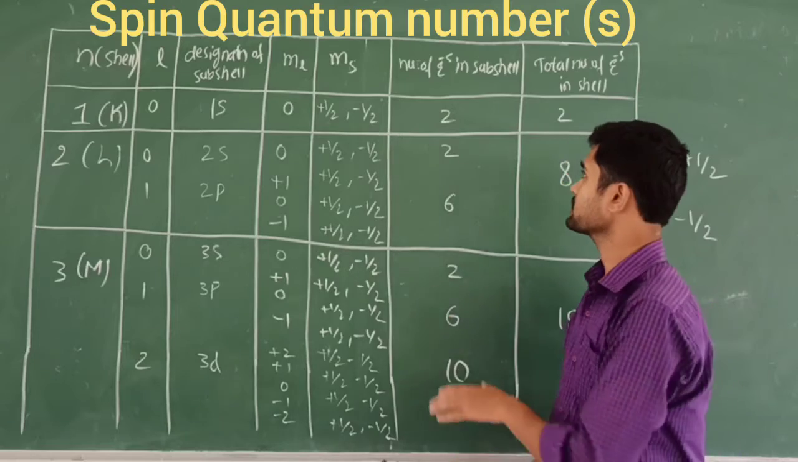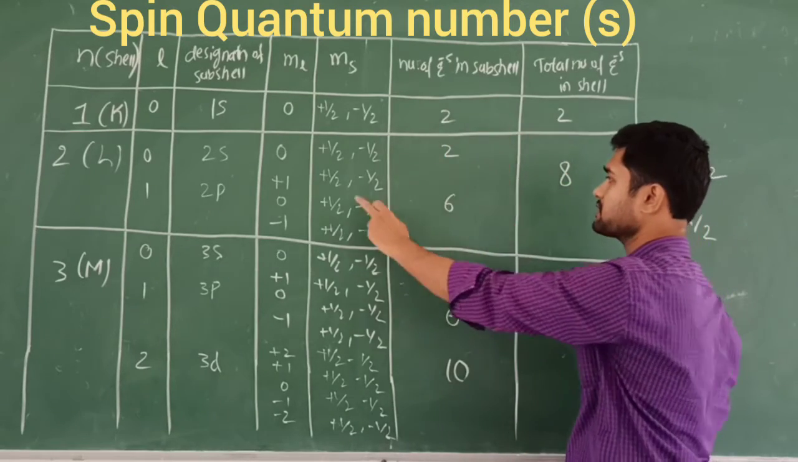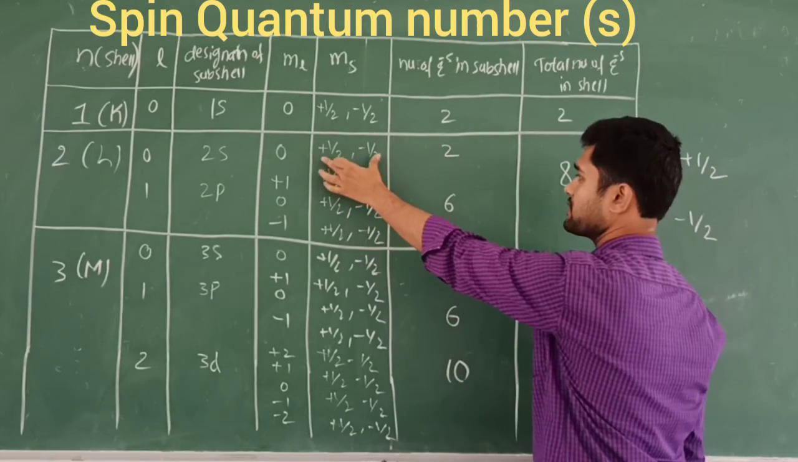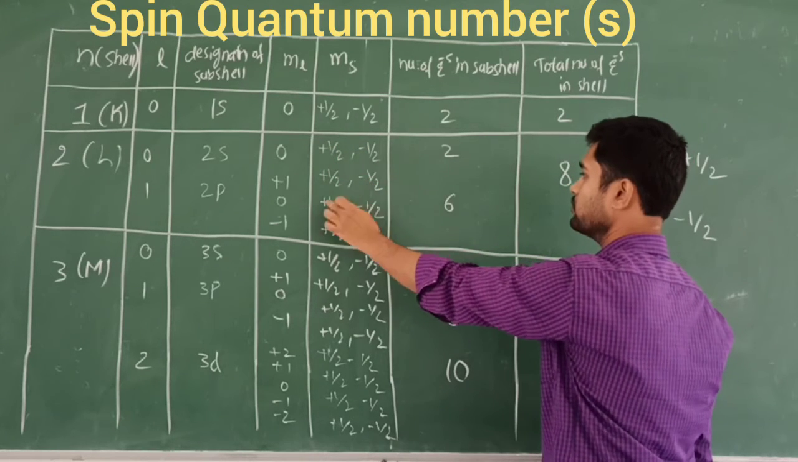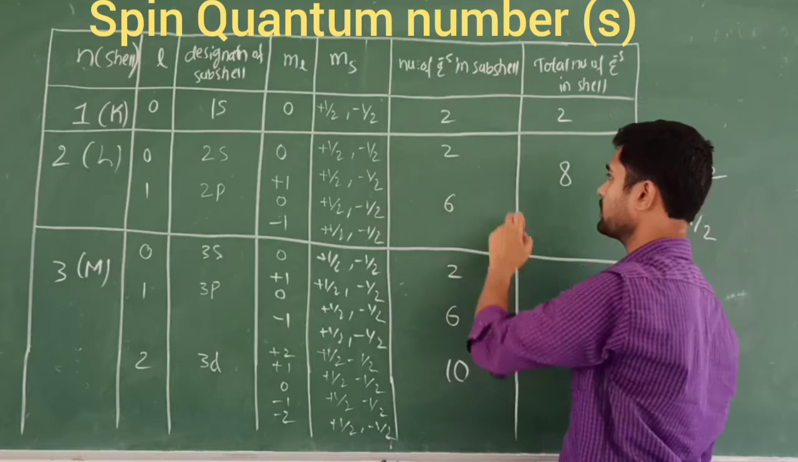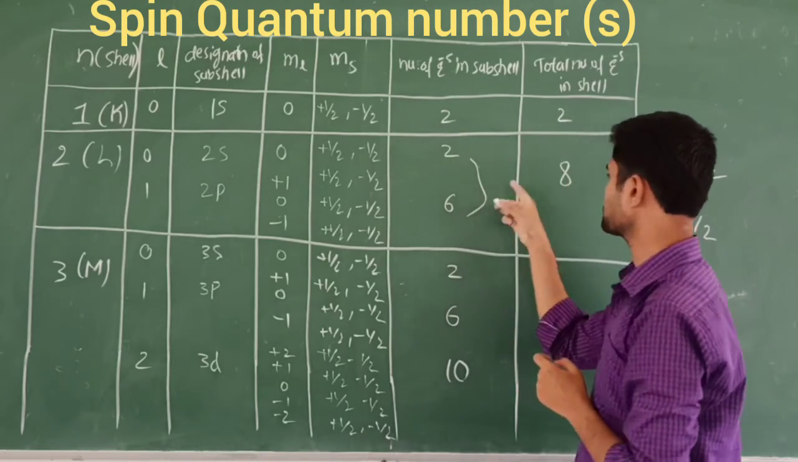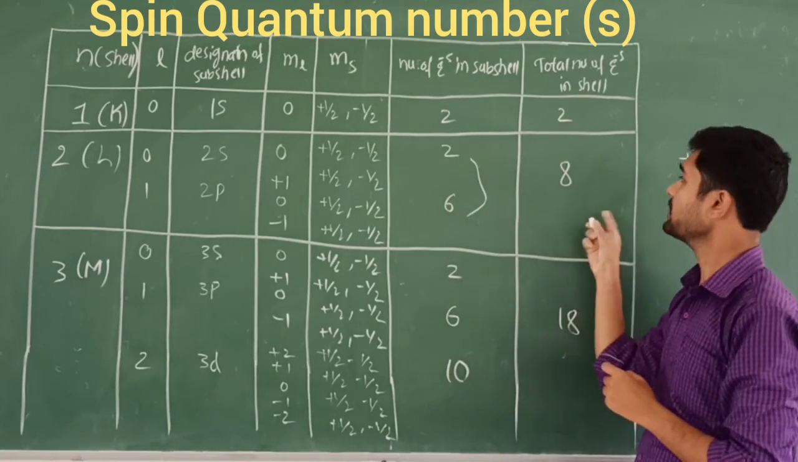This is the constant. So count the number of electrons in the subshells. How many for the 2s orbital? Only 2 electrons. Then 2, 4, 6 for the 2p orbitals. When you add these, 2 plus 6 becomes 8, the total number of electrons in the shell.